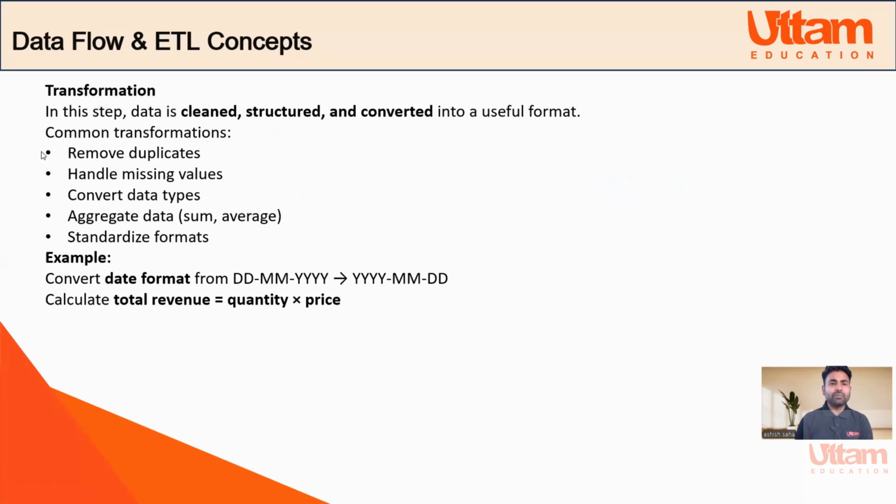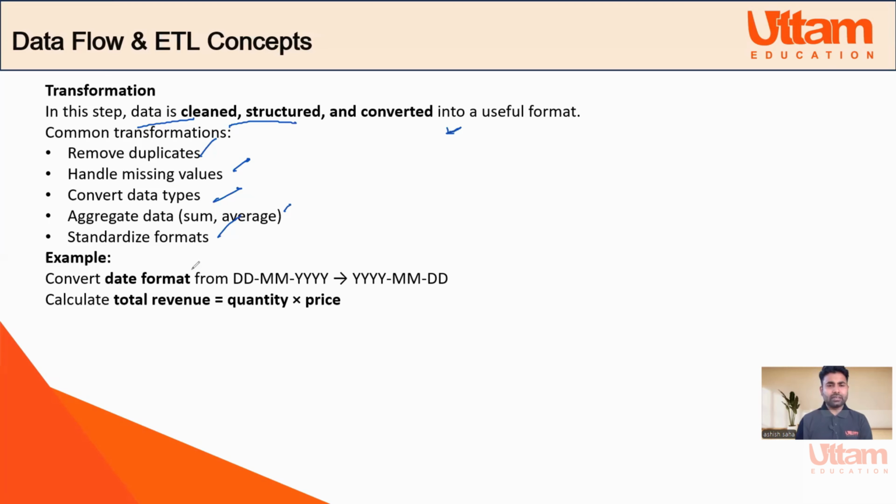Transformation. In this step, we are cleaning the data so that our data gets structured and converted into a useful format. Transformation means we are going to clean the data. What type of cleaning? We can remove duplicates, we can handle missing values, we can convert the data type, we can perform aggregation, we can standardize the format. So here in transformation, we are cleaning the data. Cleaning means removing duplicate columns and duplicate values, removing the missing data that is present, and converting the data types into the appropriate data type.